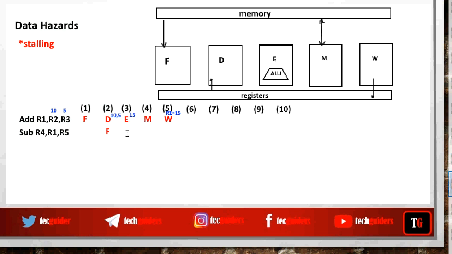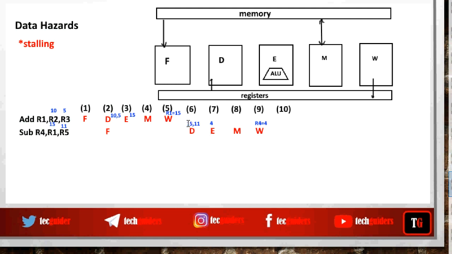Here we are expected to read the data from the register R1 only once it is written at the end of the fifth clock cycle. So we'll wait till the fifth clock cycle and decode the next instruction only at the sixth clock cycle. In other words, we stall the pipeline and decode the instruction in the sixth clock cycle. By that time, the result will be available in the register, both operands can be loaded and the instruction executed, and the result will be written to the register R4 at the end of the write back stage at the end of the 9th clock cycle.